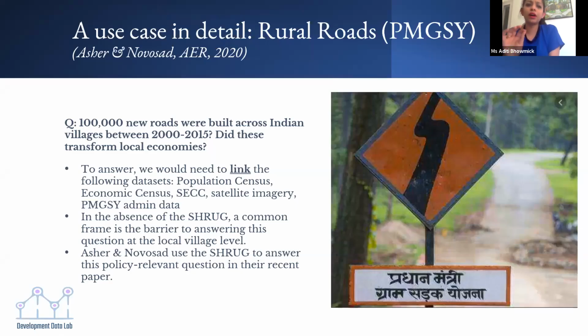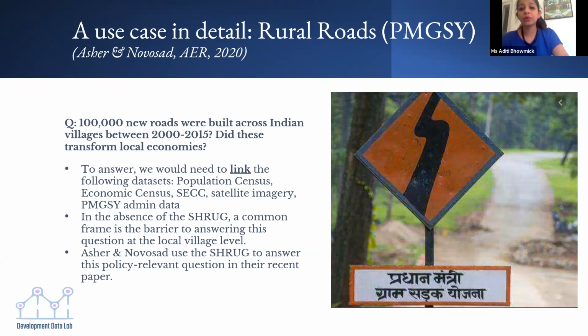All right, so a few more detailed use cases. Like I had said, you can use open access data sets such as the Shrug for evaluation of large scale government policies. So, there's the Pradhan Mantri Gram Sadak Yojana, under which around 1 lakh new roads were built across rural India over 2000 to 2015, that decade. What was the impact on the local economies?